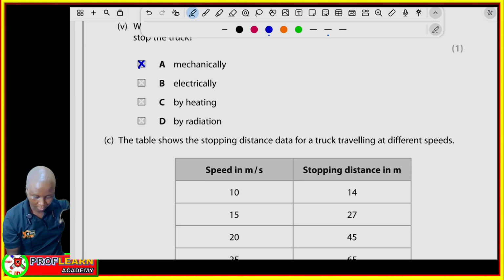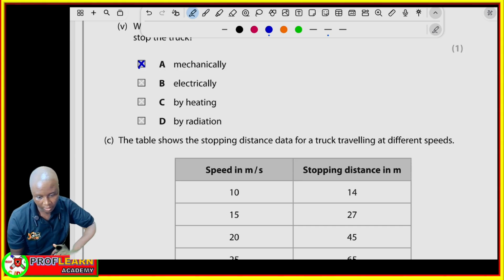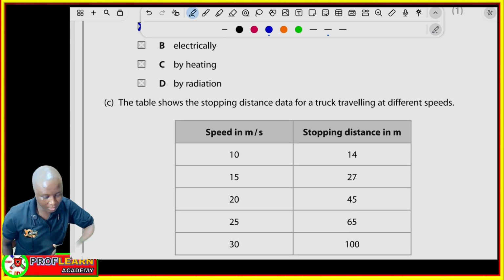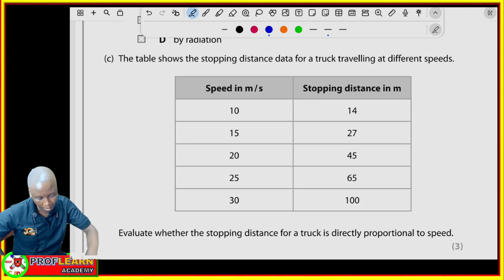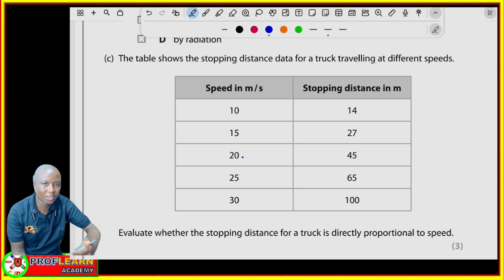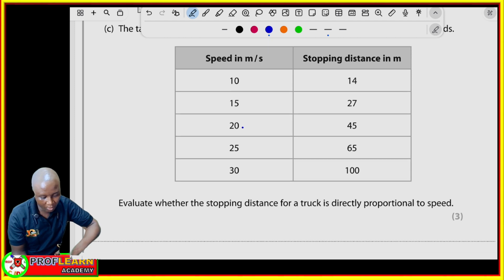The table shows the stopping distance data for a truck traveling at different speeds. If the speed is 10, it's 14. If it's 15, it's 27. If the speed is 20, it's 45. So as the traveling speed increases, the distance also increases. Evaluate whether the stopping distance for the truck is directly proportional to speed.